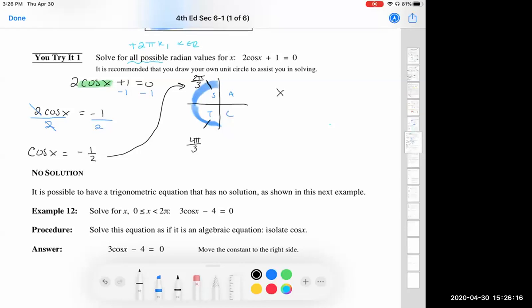So we write x is equal to 2 pi over 3 and 4 pi over 3. But because we want all possible solutions, I have to write plus 2 pi k. We have to write when k is contained in Z.